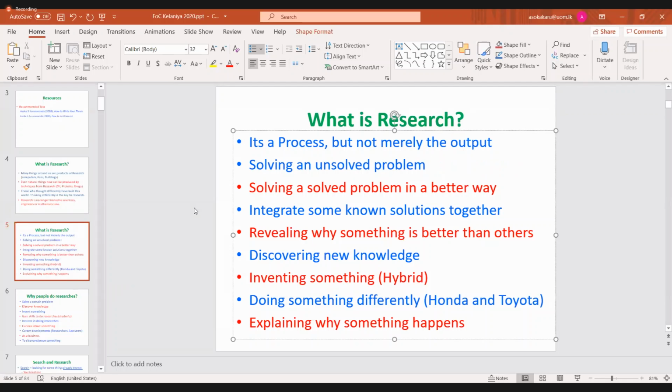Solving a solved problem in a better way. That is also research. Tell me some. Give me an example. It is research because you are solving a problem which has already been solved, in a better way, right? Say, for example, in the mobile industry, a lot of research is going on to do what? To produce better versions of the mobile phone, better than the current one. Then you can say in motor cars, electrical equipment, mobile phones, they always do research to produce better items.